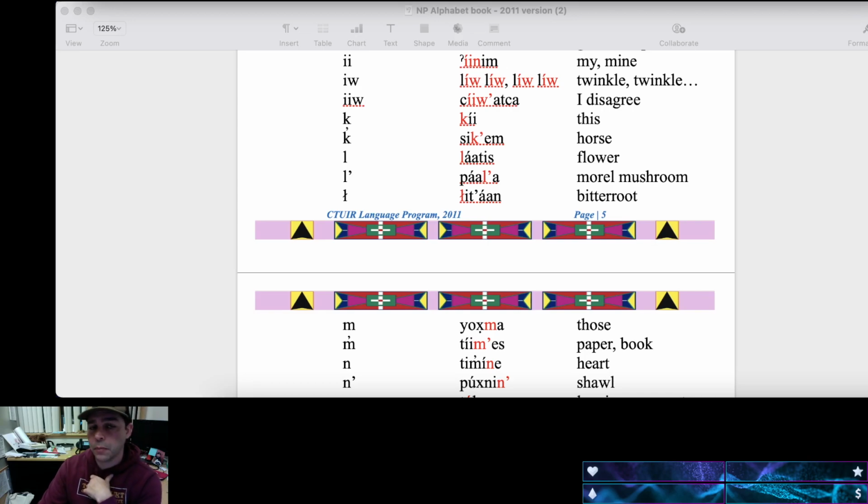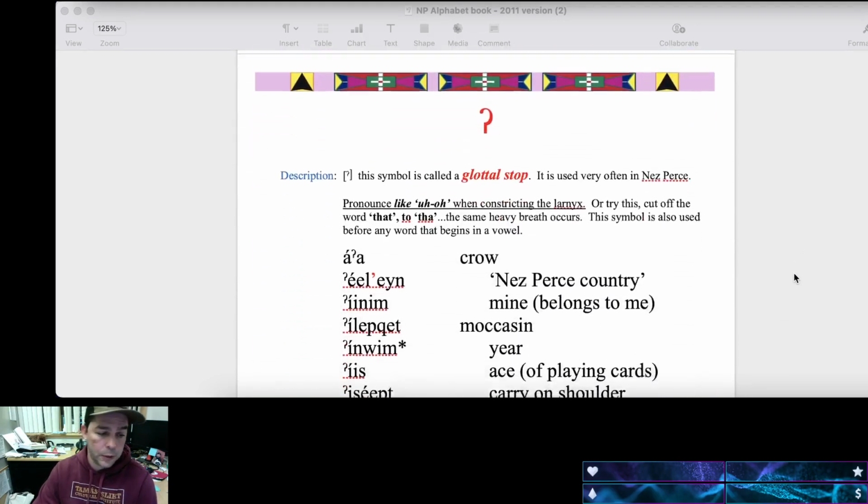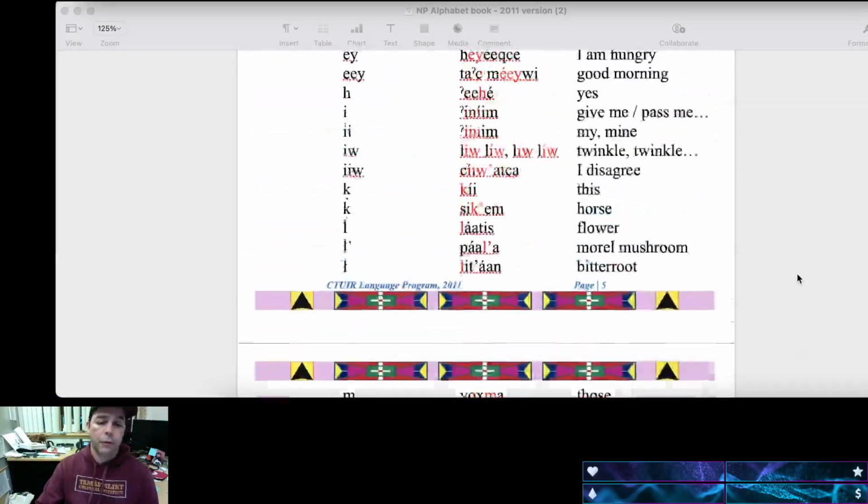Okay, so when we start handing out more information, when you're looking stuff up in the dictionary, we want you to be able to pronounce these words back correctly and consistently. So that's why the alphabet is super important.